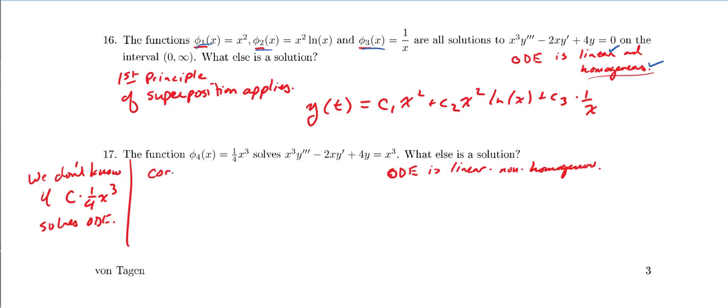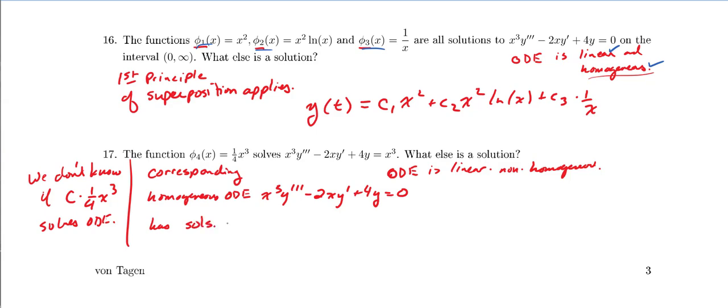So we're going to start saying this a few times, folks. The corresponding homogeneous ODE would be what? It would be x cubed y triple prime minus 2xy prime plus 4y equals 0. That's the corresponding homogeneous ODE. It has solutions phi1, phi2, phi3 as above.